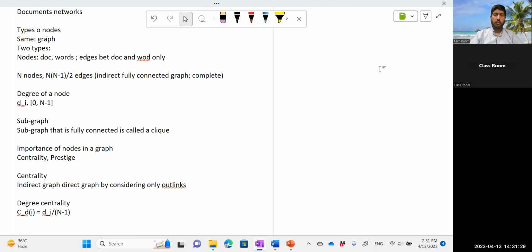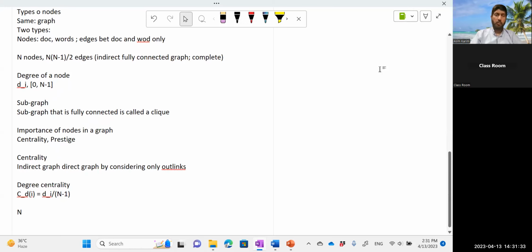So if a node is connected to every other node in the network, di would be n minus 1, numerator भी n minus 1 होगा और denominator भी n minus 1 होगा, and we have a maximum value of 1. And of course, minimum value would be 0, which means that the node is not connected to the rest of the graph. Okay? So why is this n minus 1?